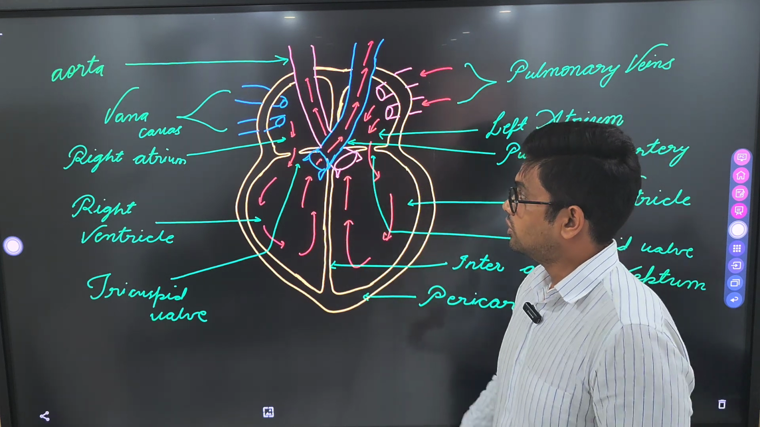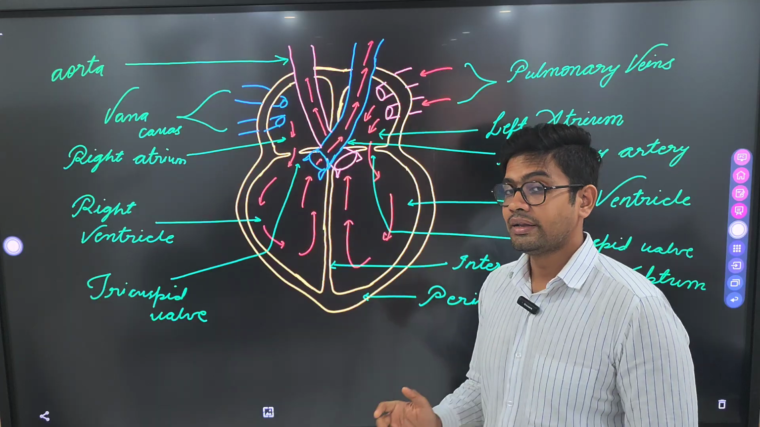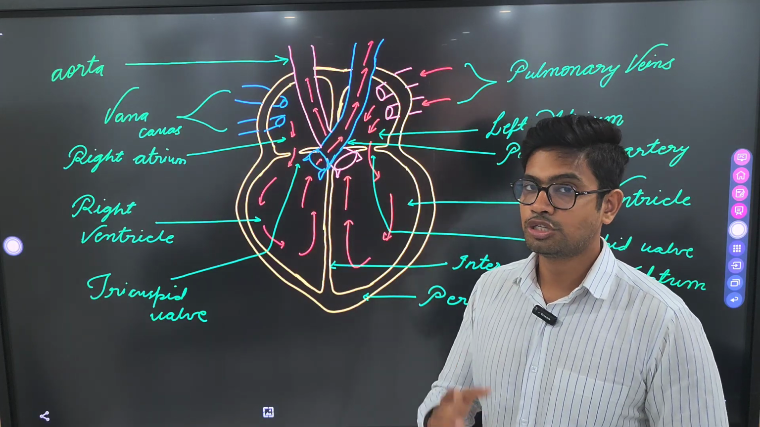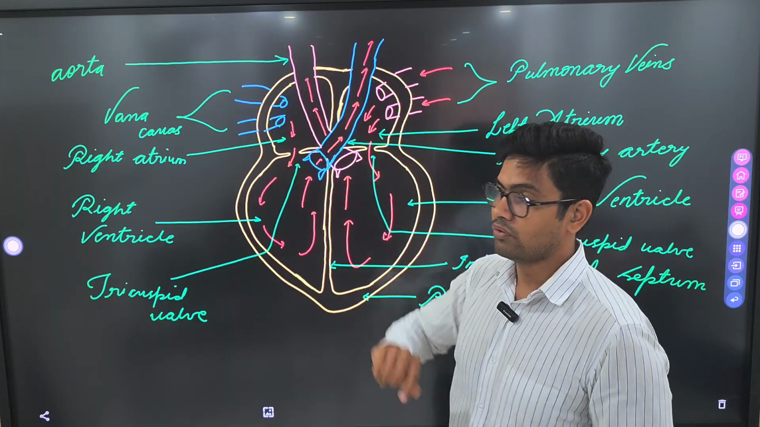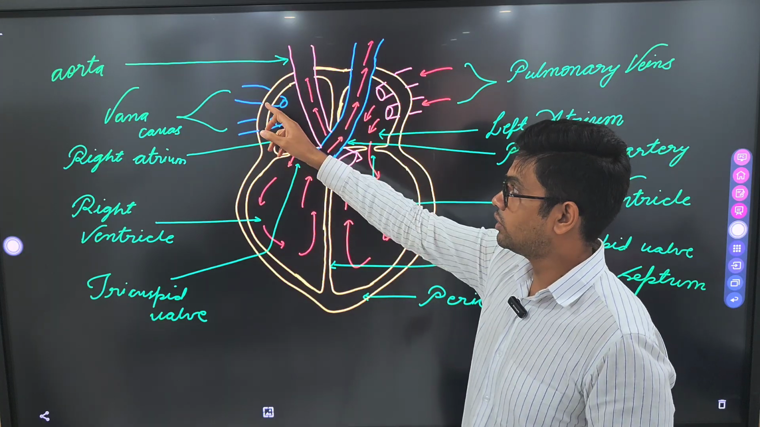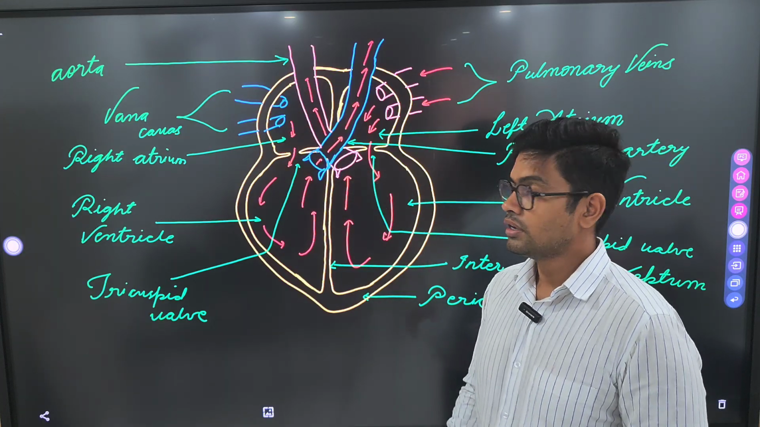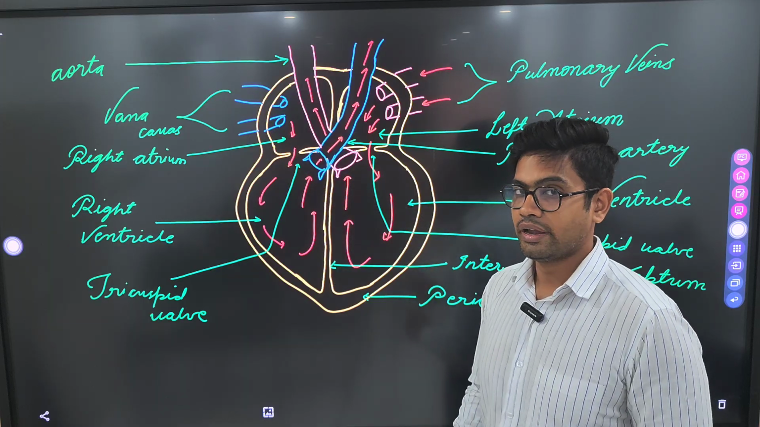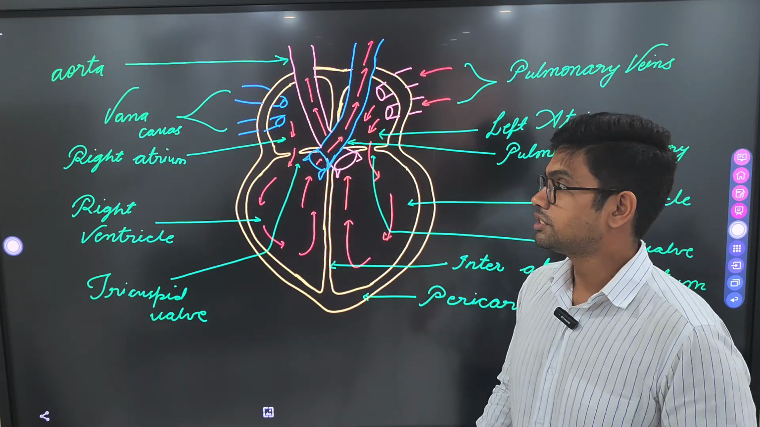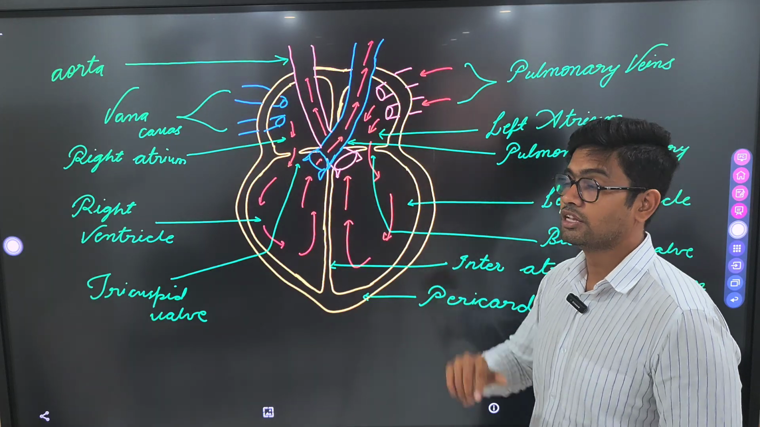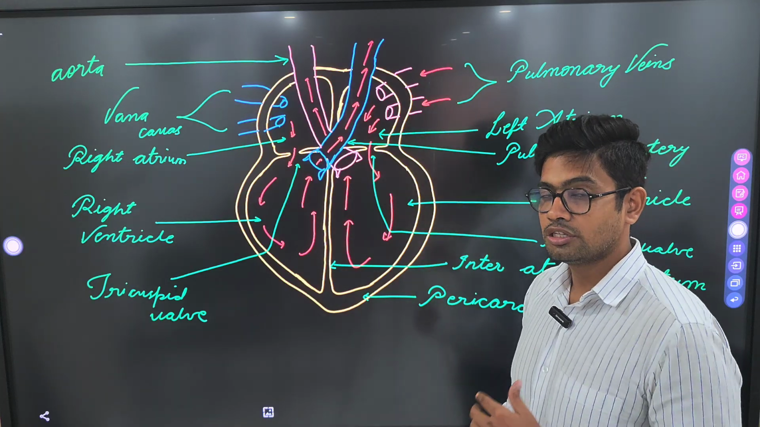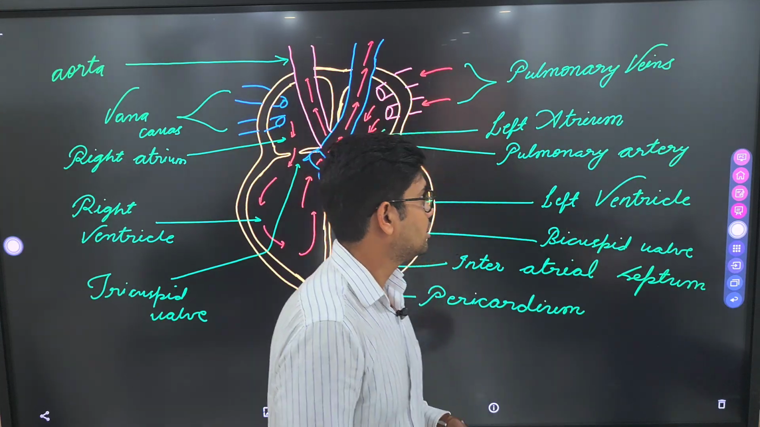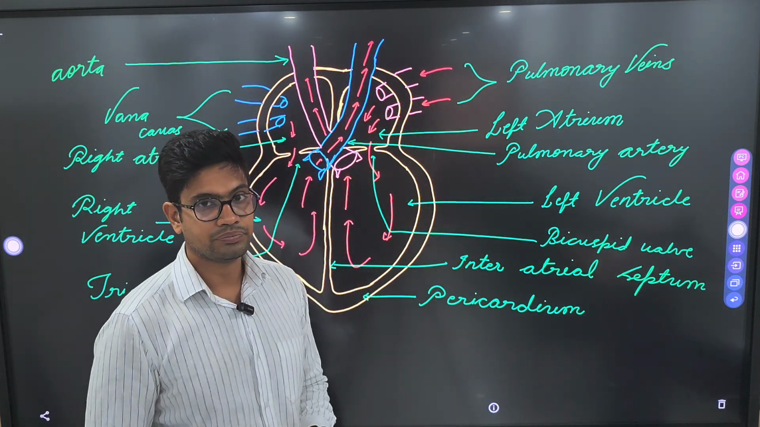Now, the right atrium has been provided with 2 inlets. These 2 inlets are called vena cavas. The upper one is called the superior vena cava and the lower one is called the inferior vena cava. Similarly, the left atrium has been provided with 4 inlets. 2 are visible here. These inlets are known as pulmonary veins.